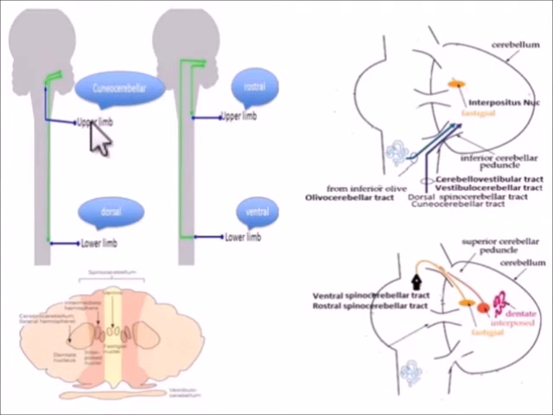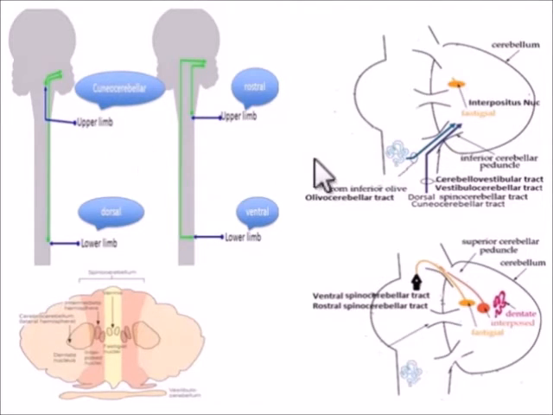And a similar tract in the upper limb is called the cuneocerebellar tract, which also carries mainly the proprioceptive sensations from the upper limb, and along with the posterior spinocerebellar tract, it enters through the inferior cerebellar peduncle into the spinocerebellum.